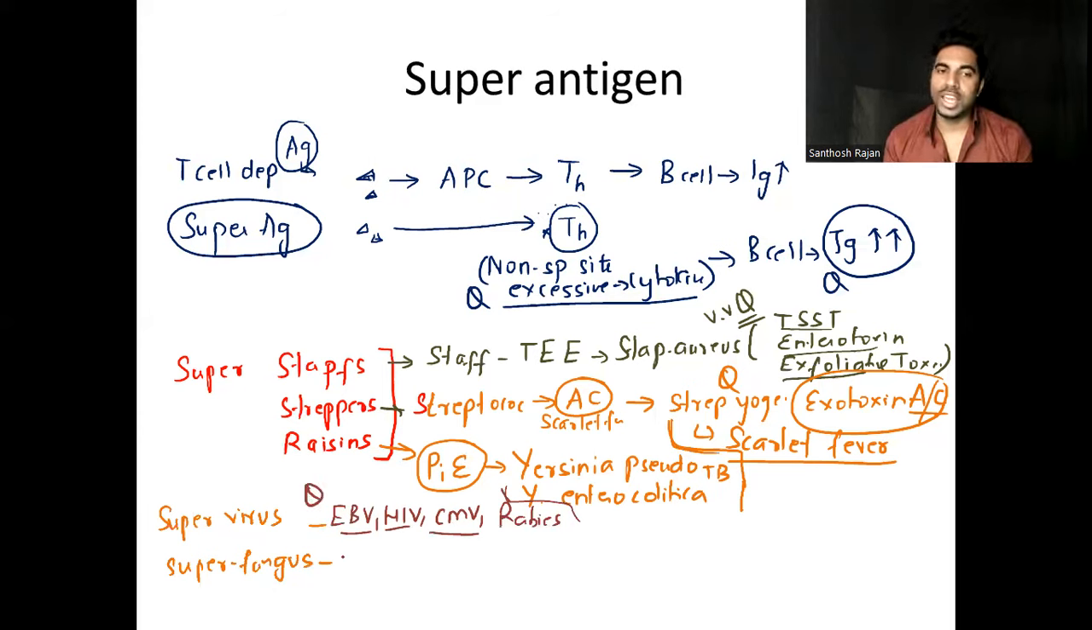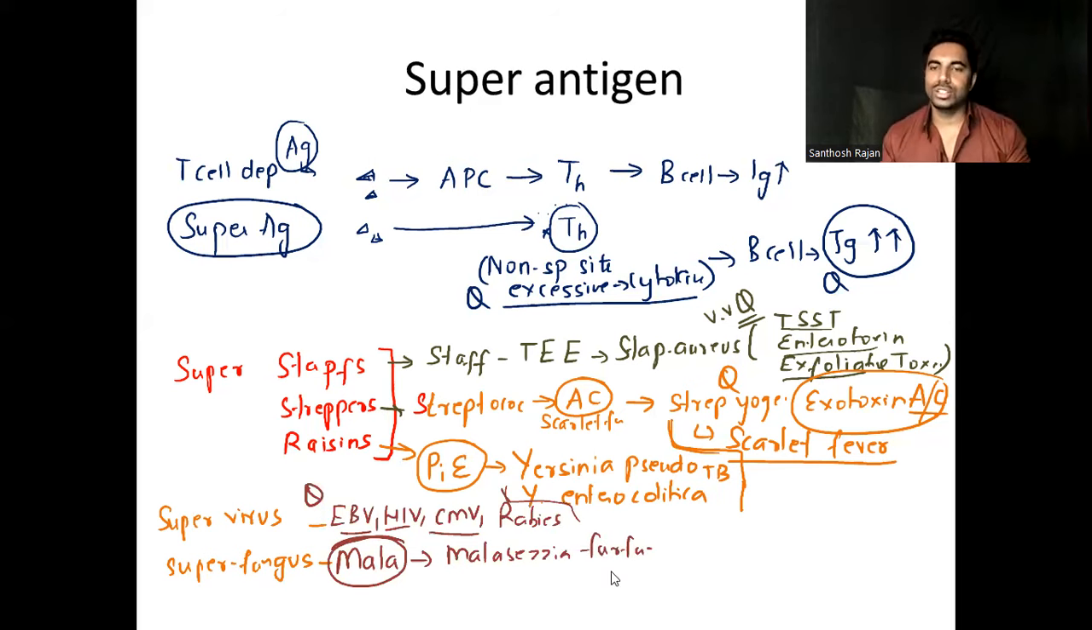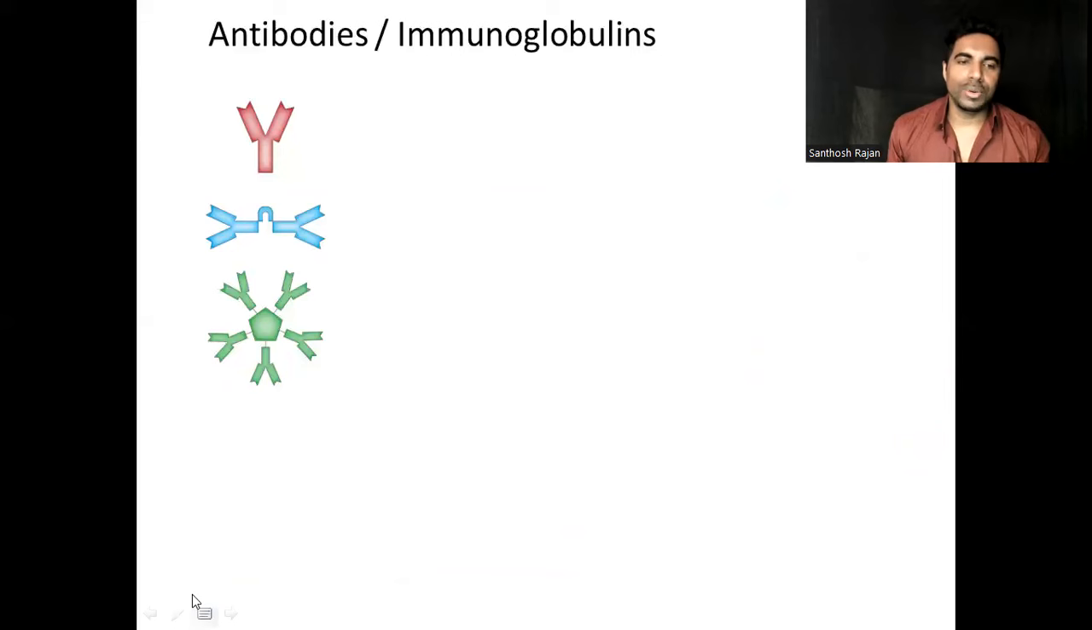Super fungus is very simple. Only one girl is super, what is her name? Malassezia. Malassezia furfur causes pityriasis versicolor, and it has banana and grapes appearance, or as you will never forget, spaghetti and meatball appearance. That's one classic, frequently asked question. Malassezia furfur causes pityriasis versicolor. You know that one. These are the things you should know. Okay, superantigen, very, very simple. Don't forget, very important topic: superantigen and heterophile antigen, both are frequently asked questions. Okay, done. Next, antibodies.